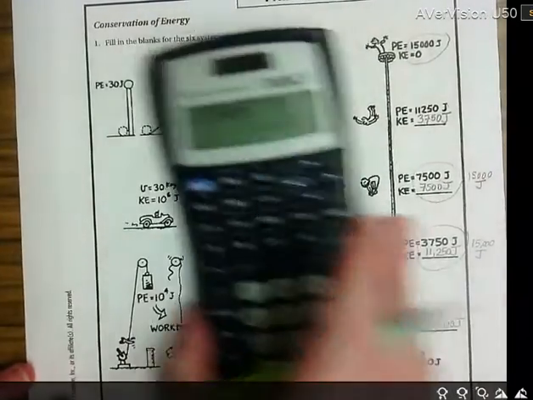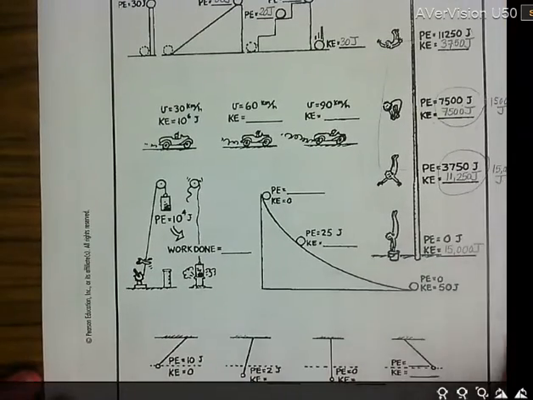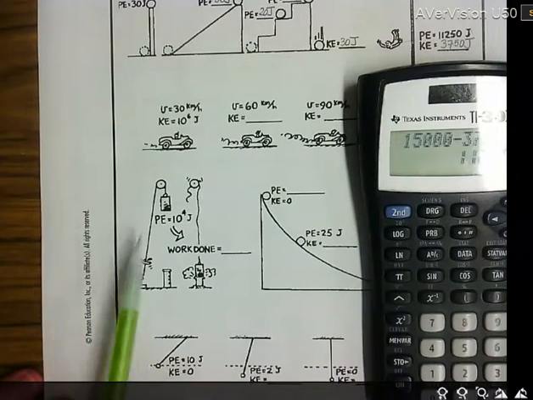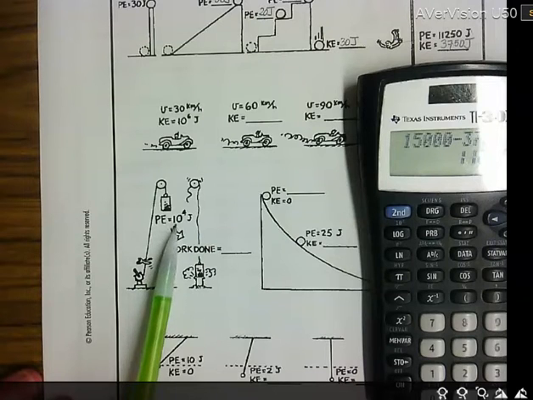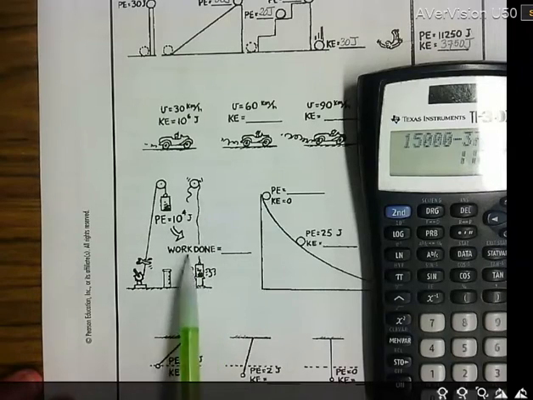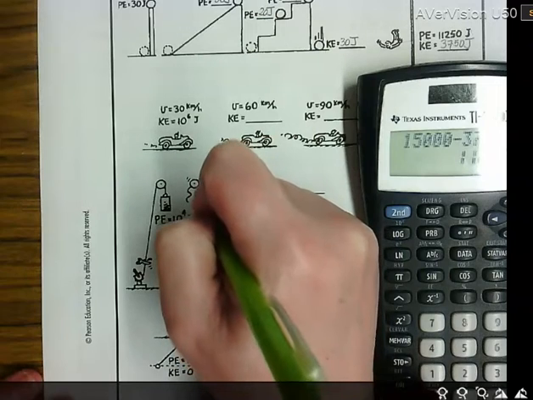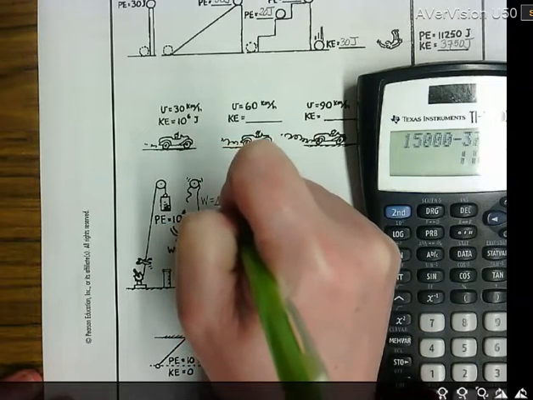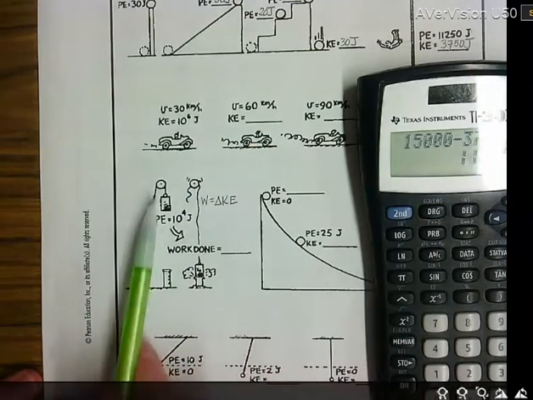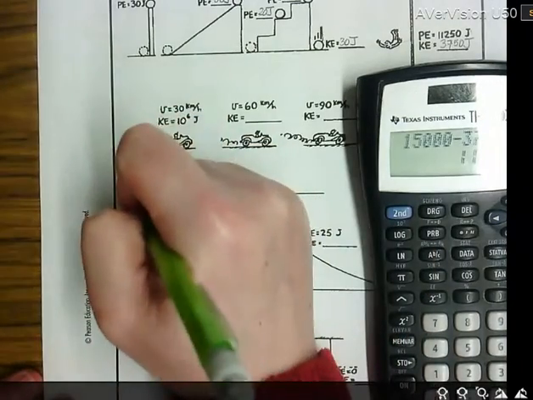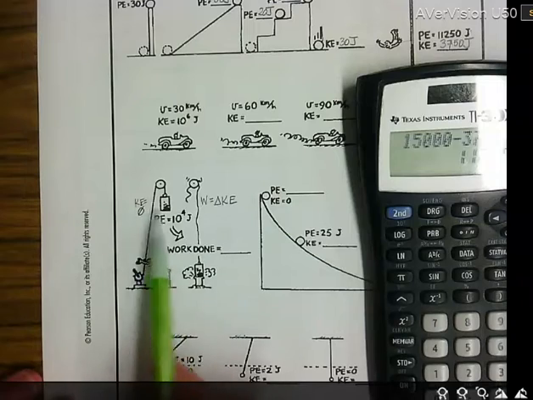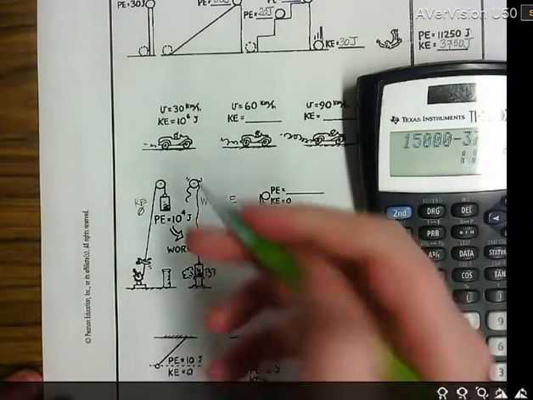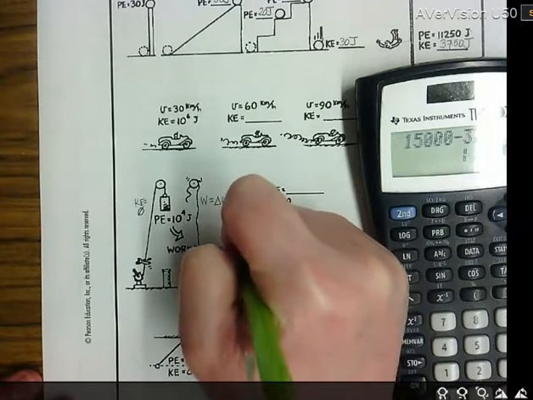All right, taking a look at these other ones. Here we have an object raised in the air, and we know its potential energy is 10 to the 4th joules. And we use that weight to do some work. Remember, our work done is equal to our change in our kinetic energy. So remember, our kinetic energy up here is 0. And right here, right before it hits, all of that potential energy becomes kinetic energy. So the work done is 10 to the 4th joules.